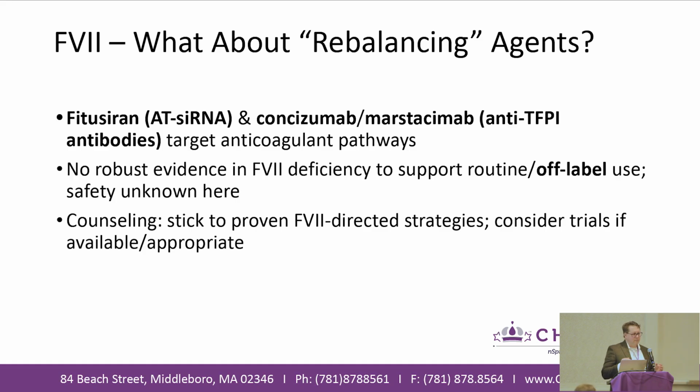So there's the idea of rebalancing agents. What if we don't give you a specific factor? What if we just decrease some of the other proteins that lead to clot? And can we emphasize those instead? Fitusiran is one that knocks down antithrombin. Concizumab and marstacimab block the tissue factor pathway inhibitor.